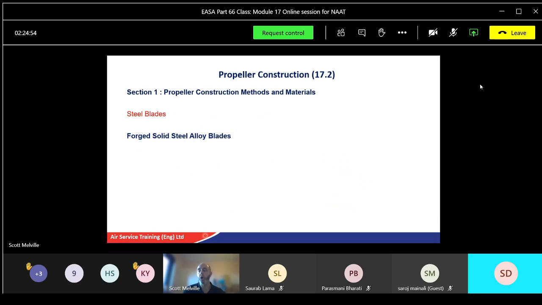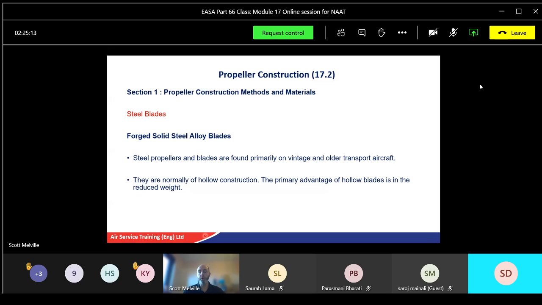Steel blades, more common nowadays. Forged steel or steel alloy blades. Again, steel propellers are found primarily on vintage and even older ones. Steel's going to rust, so we tend to use the aluminium alloy ones these days, but certainly the older ones are steel, far better than wood, but can fatigue as well. Normally a hollow construction helps make them lighter, so you've got lightness and strength at the same time. The prime advantage of hollow blades, again, is obviously reduced weight, reduced turning momentum, and reduced forces acting on the blade. Steel blades with a hollow core are very durable and resistant to damage. Again, steel blades will corrode through time if they're not protected.